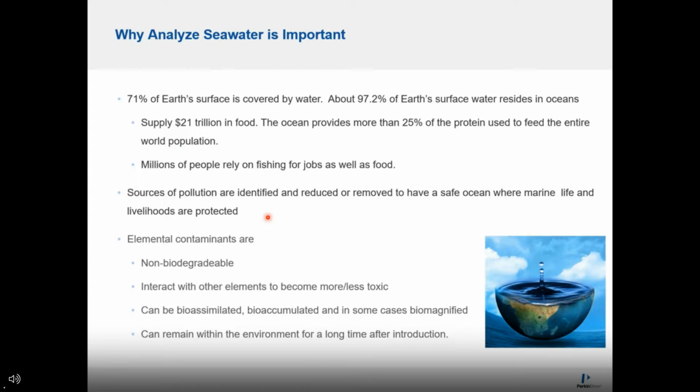Elements introduced into the environments are non-biodegradable. They may change in their molecular form. They could become less toxic, but they can also become more toxic and more available for uptake by plants and marine life. As such, they are more persistent to remain in the environment for longer times compared to organic contaminants.